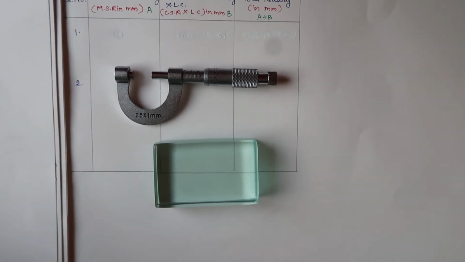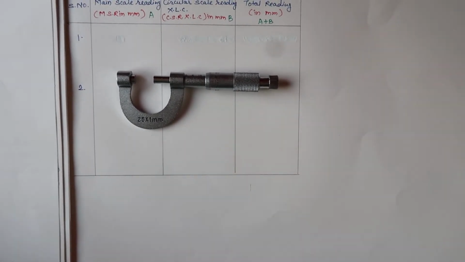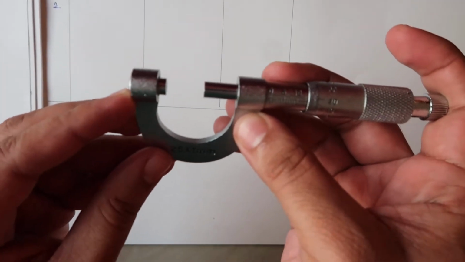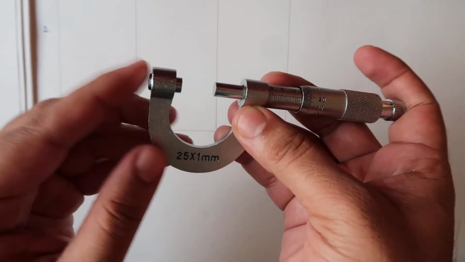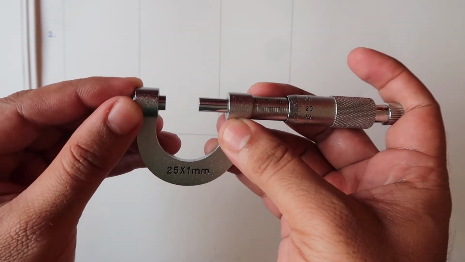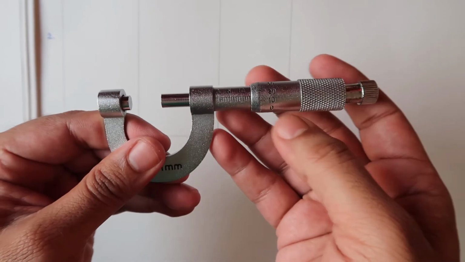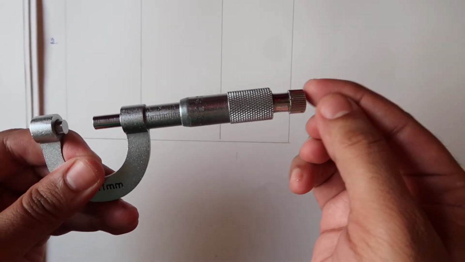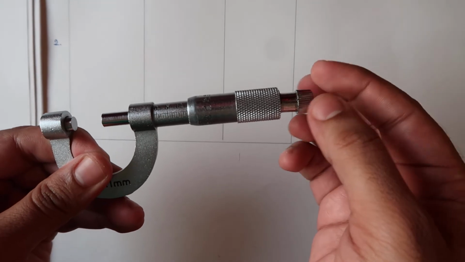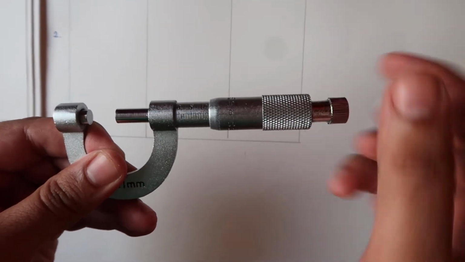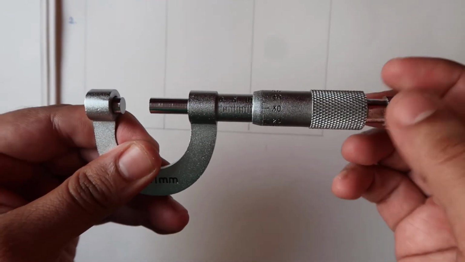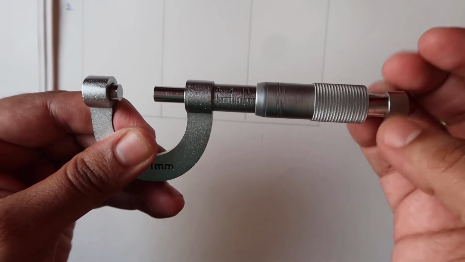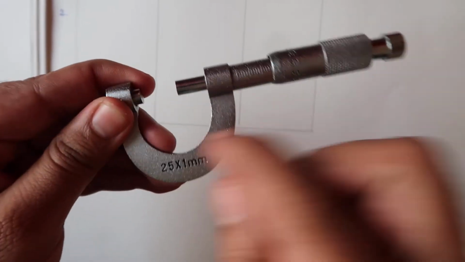Alright, first things first, important parts of this instrument. So here you can see the stud, the immovable part. Then this is called the ratchet. Using this ratchet you can move the screw either forward or backward. This is the U frame.